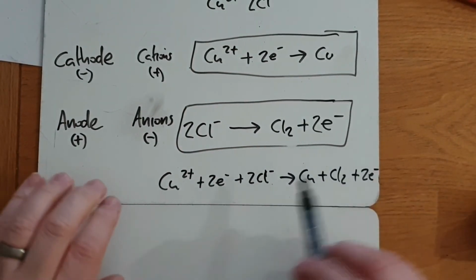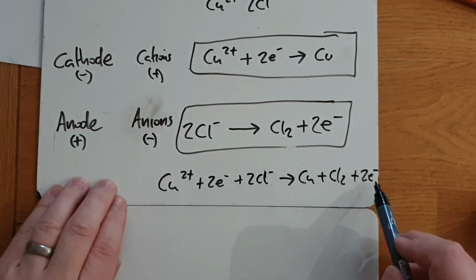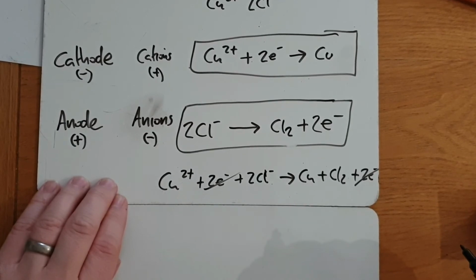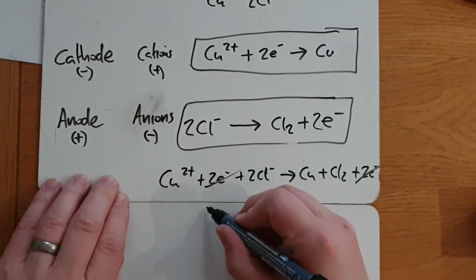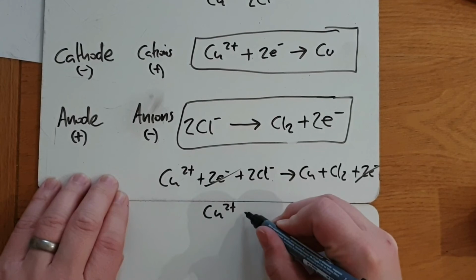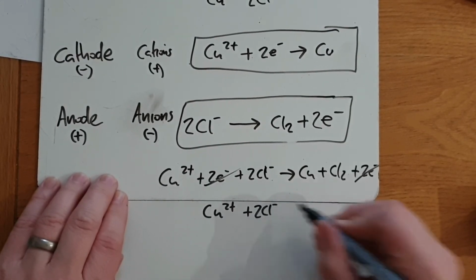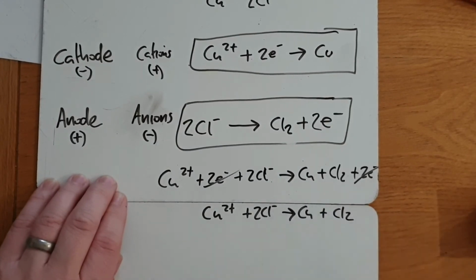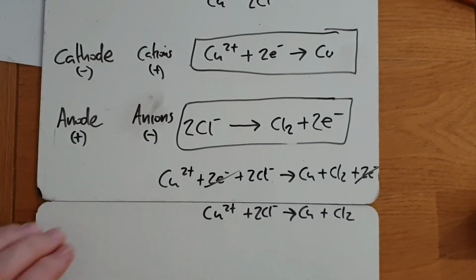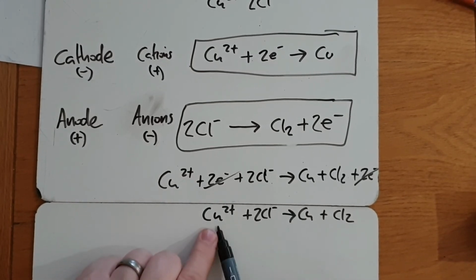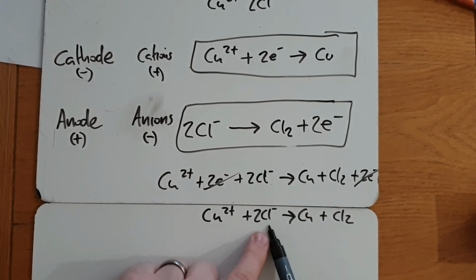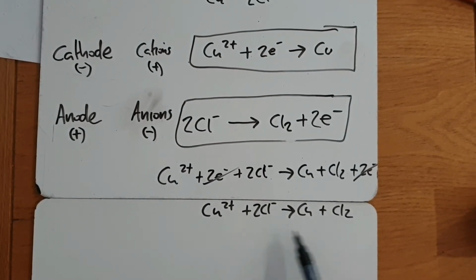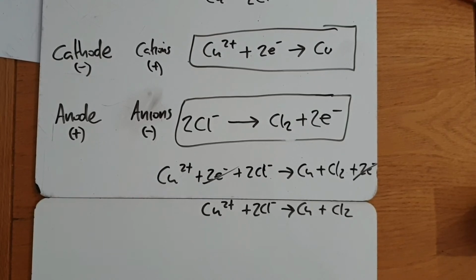And then I can cancel bits. If you look, I've got 2 electrons on this side, and I've got 2 electrons on that side, so I can cancel those out. And so what I actually end up with is Cu2+ plus 2Cl- goes to Cu plus Cl2. And this is actually what's happening. So we've got copper ions and chloride ions, and we're turning them into copper and chlorine. So we had copper chloride, and then we've turned it into copper and chlorine.